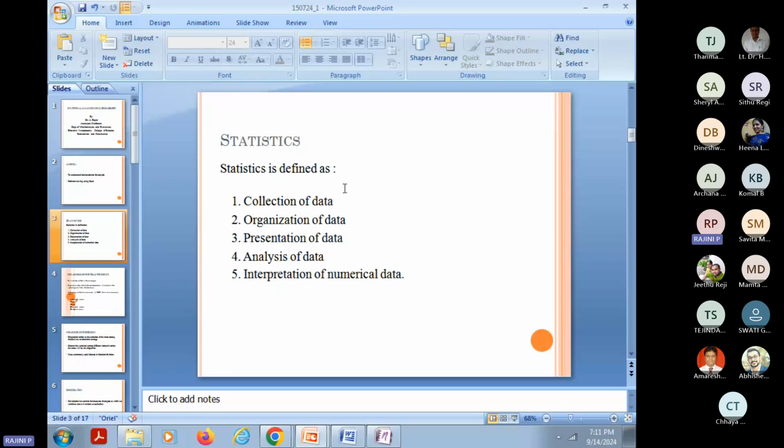So what is that? Statistics consists of collection of the data, organization of the data, presentation of the data, analysis of the data, and interpretation of the data. All five steps together are called statistics. So in any research, if you follow these steps, then the result will be perfect.